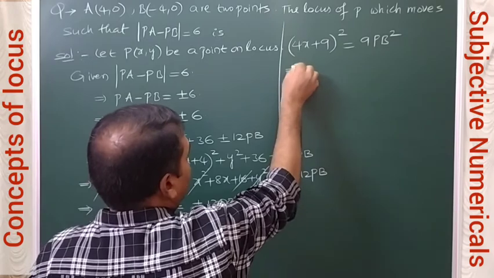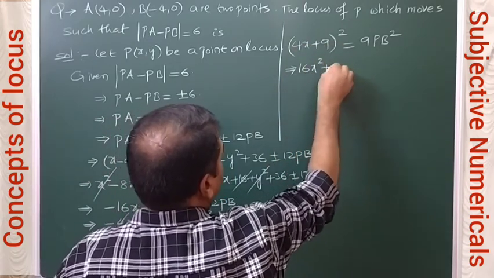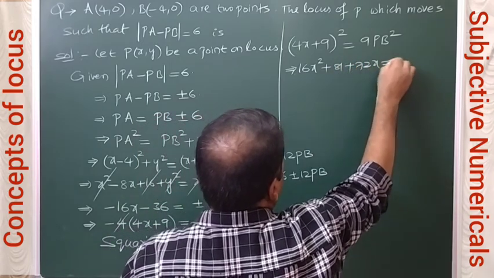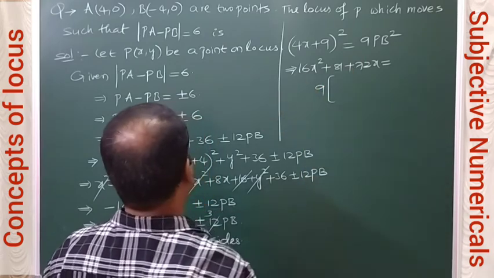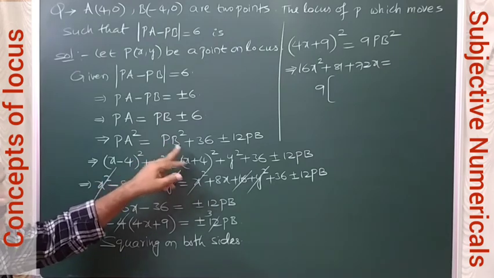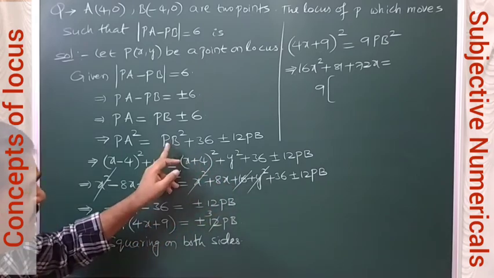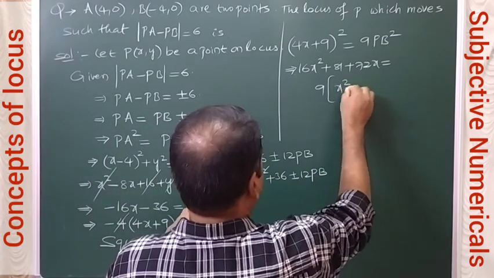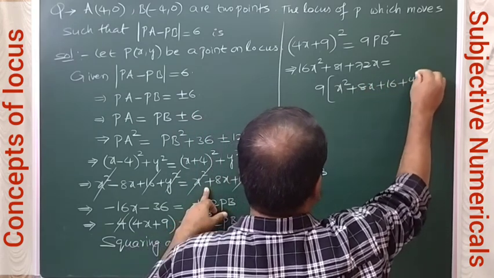Okay, so (4x plus 9) whole square, 16x square plus 81 plus 72x. So this is equal to 9 into what is PB square? PB square we have already written here. See, what is PB square? When we simplify we get like this, no? So PB square I will write directly. What we will get? x square plus 8x plus 16 plus y square.